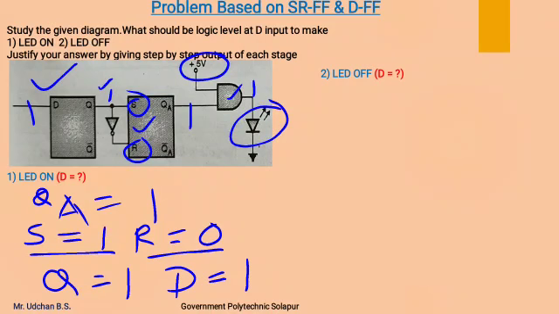As we know, if set input is 1 and reset input is 0, the output of the SR flip-flop gets set, that is Q becomes 1, and this 5 volt will give the output of the AND gate as high, by which this LED gets turned on. This is regarding how to turn on the LED by deciding the D input.